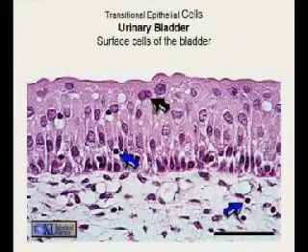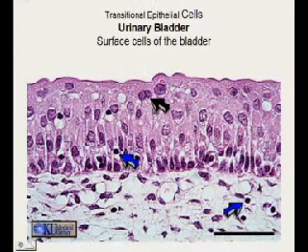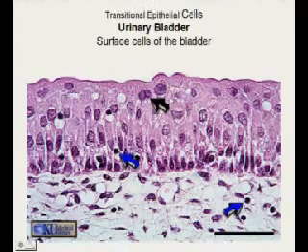This is again another photograph. This again is from the University of Kansas site. Again, transitional epithelial tissue in the urinary bladder.